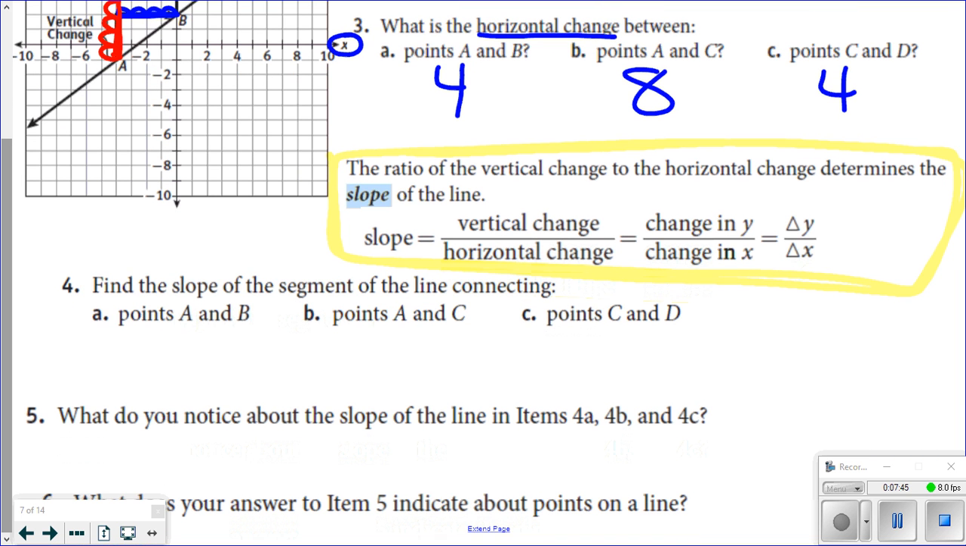Question 4. Find the slope of the line segment. So what's the slope between points A and B? Well, we're going to use our answers from questions 2 and 3 to help us with question 4. So the slope is our vertical change. How many did we rise between points A and B? It was 3. How many did we run? What was our horizontal change, our change in x? That was 4, so that would be my slope.